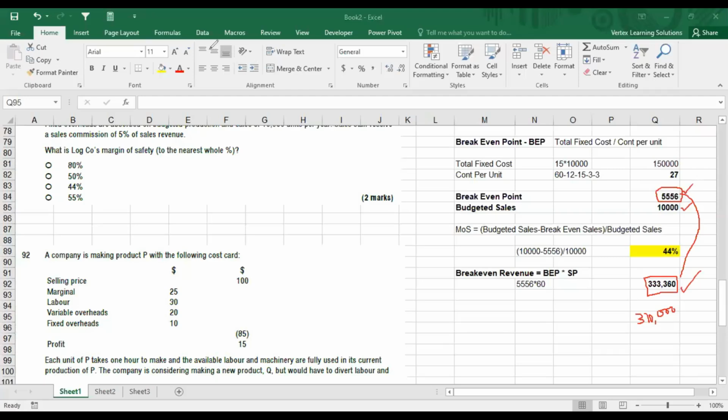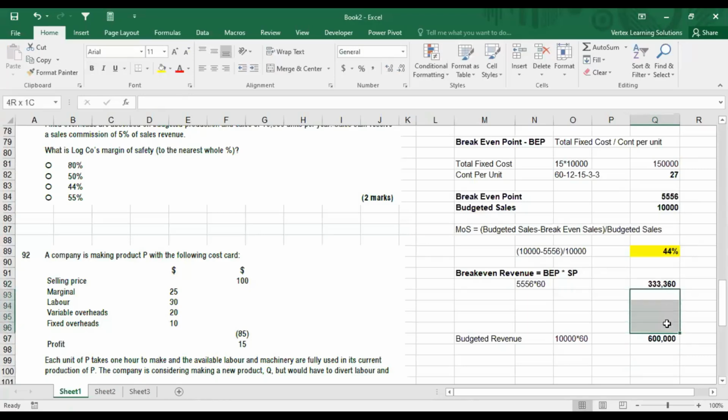So what are my budgeted sales? This is called my break-even revenue. What is your budgeted revenue? Your budgeted revenue is 10,000 units multiplied by 60 per unit. So this is another number. I'm just playing around with some numbers, doing extra work. I have given my sales team a target to generate a revenue of 600,000. And I know that out of 600,000, 333,000 is my break-even point. The remaining is my profit.